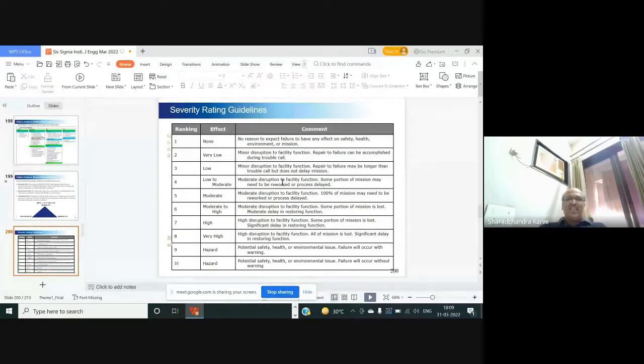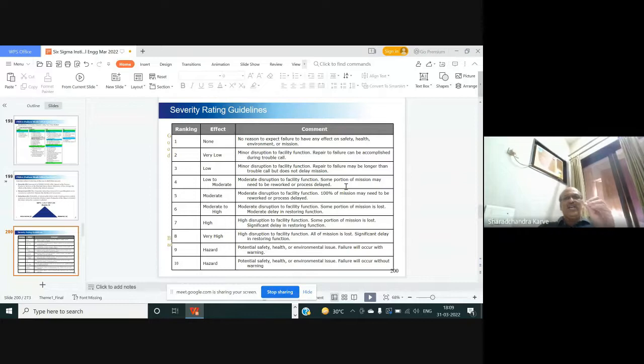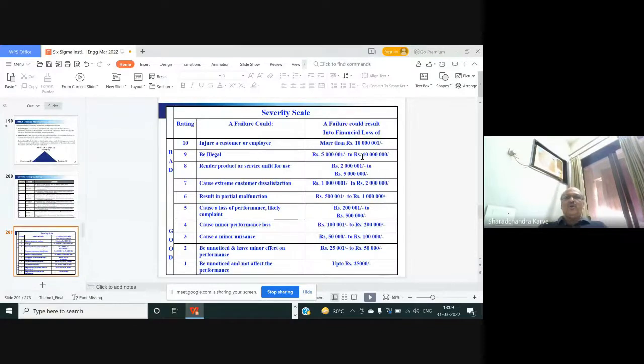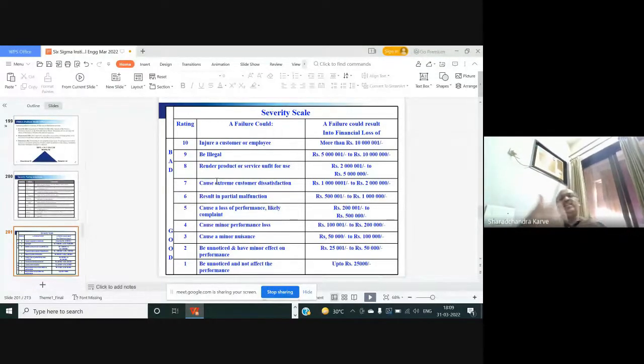Now there are various scales being used. AIAG, the American group of automotive companies, gives a standard guideline for how to rate severity, occurrence and detection. This is how it is described in English. The same can be converted into numbers. How much is the loss? If my loss is this much, then I give 1. If my loss is this much, then I can give 10, like that. It is better to convert that into a number rather than having it on a subjective basis.